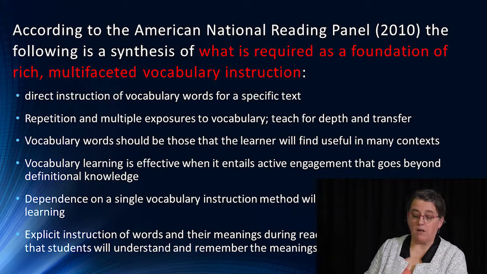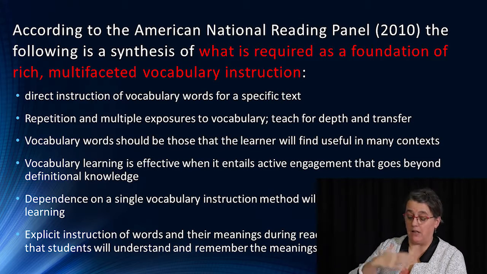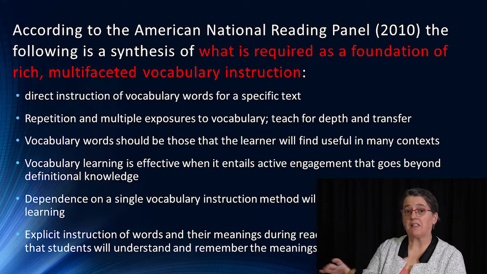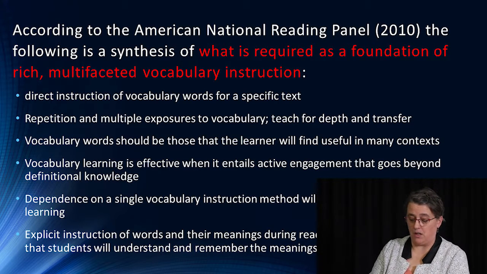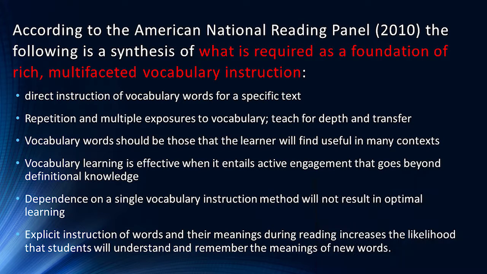In 2010, the American National Reading Panel suggested the following: direct instruction of specific skills, repetition, giving the kids lots of exposures to the word, that the words that you select as the teacher are useful across subject areas and context, and useful across all 6 of the English language arts, that students find them engaging, and that we do include vocabulary instruction when we're reading to kids.